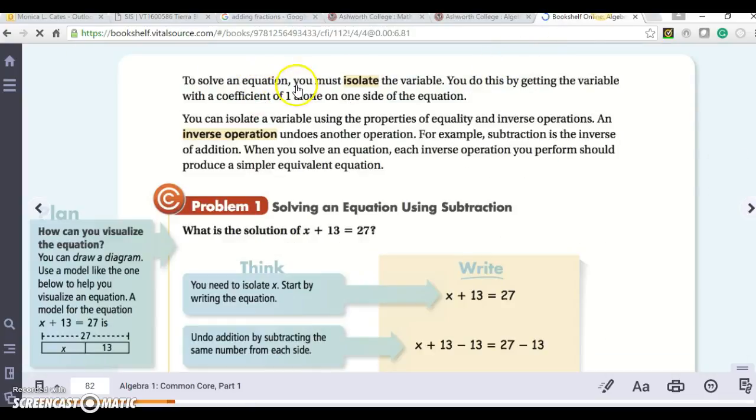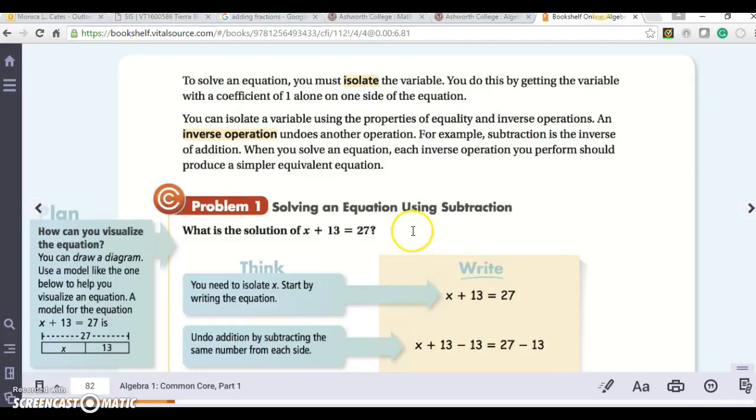So to solve an equation, you must isolate the variable. Isolate means to get it alone. You do this by getting the variable with a coefficient of 1 alone on one side of the equation. You can isolate a variable using the properties of equality and inverse operations. An inverse operation undoes another operation. For example, subtraction is the inverse of addition. When you solve an equation using inverse operations, you should produce a simpler equivalent equation.